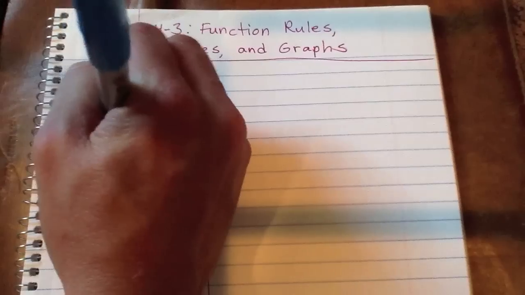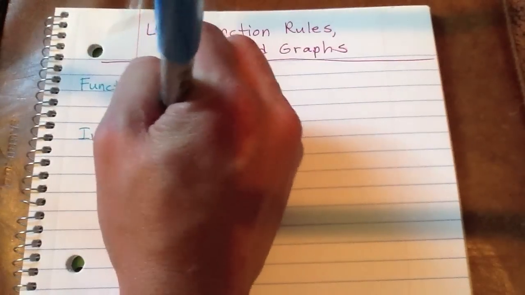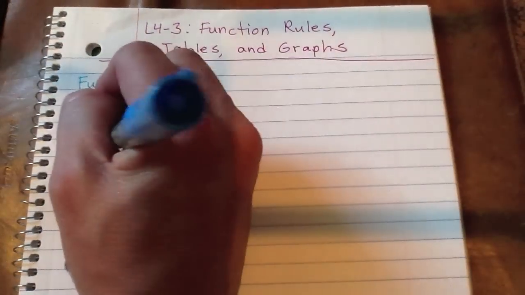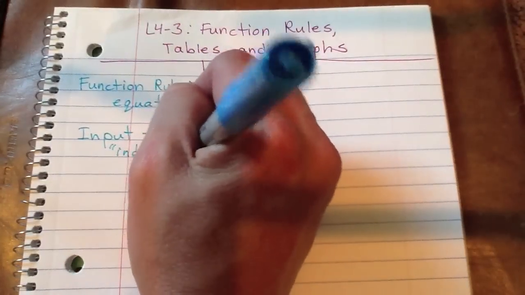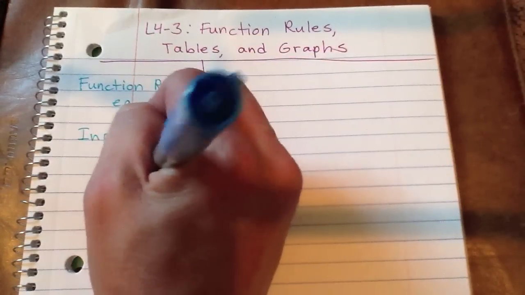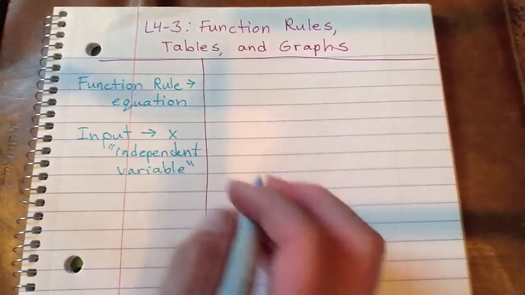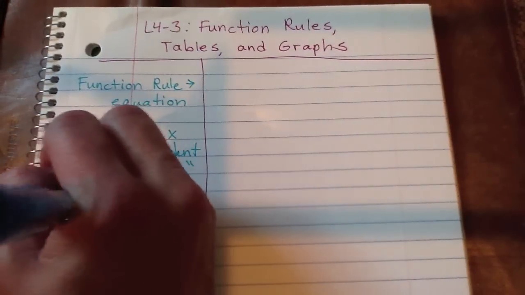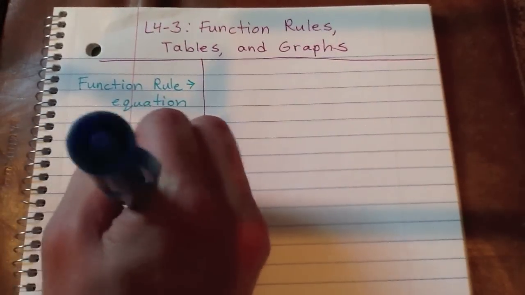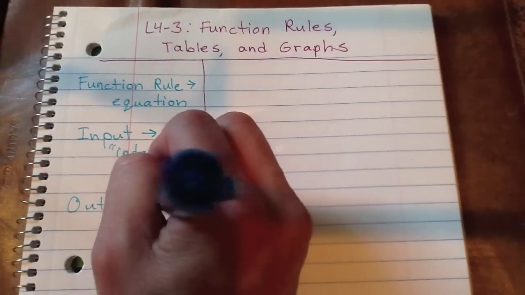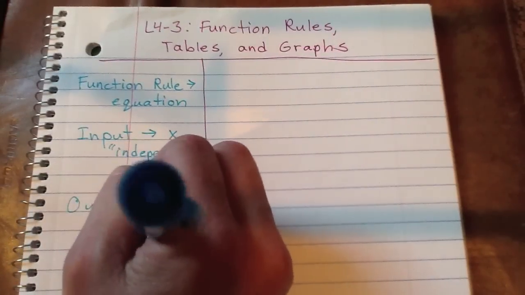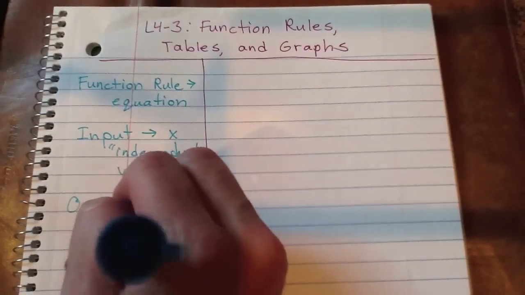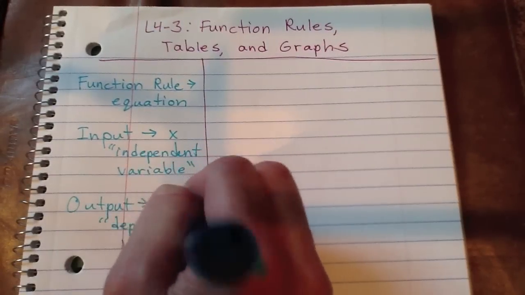There's an input, which is always your x value, or your independent variable. And then there's your output. And your output is always your y value, which is your dependent variable. And I'll show you what I mean by that in just a minute.